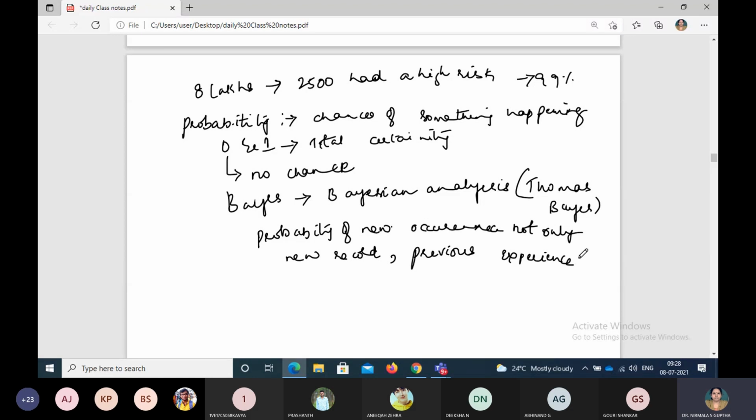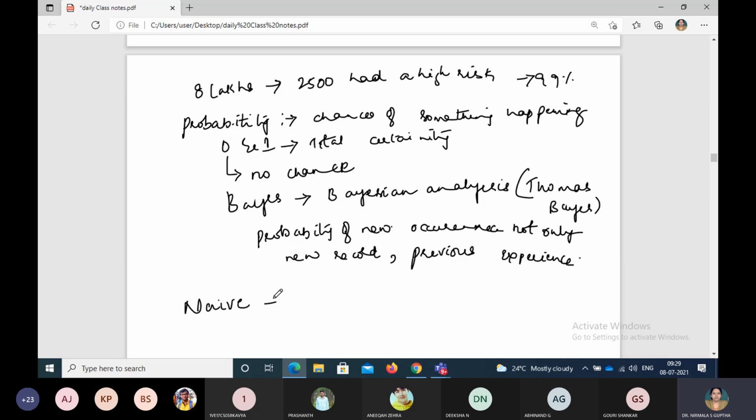Okay, then the question comes, what about the word naive? The Bayes word we understood. Bayes refers to Bayesian analysis, which is based on the work of the mathematician Thomas Bayes, and is used to compute the probability of a new occurrence, considering not only the recent records or information, but also prior experience.